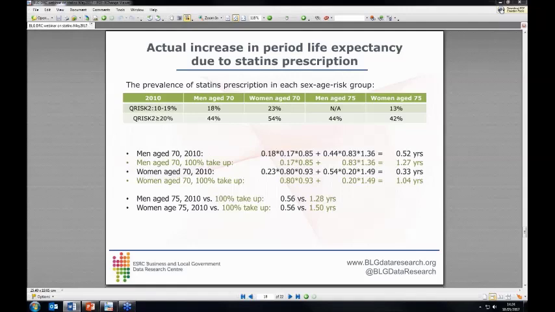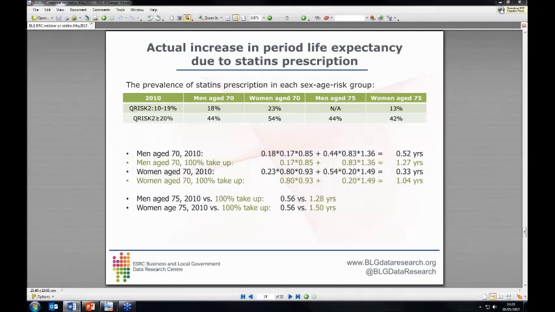Additionally, statins prescription was associated with an increase in period life expectancy of 0.85 years in the 10 to 90% risk group and of 1.36 years in the 20% or greater risk group. Using these statistics for men aged 70 with the 2010 prescription rates, the national period life expectancy increased by 0.5 years. If all these men would have been prescribed statins at that age, the national period life expectancy would have been increased by 1.3 years.